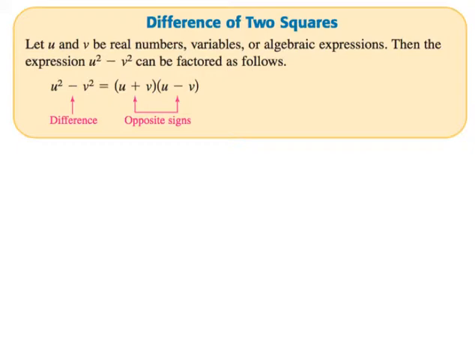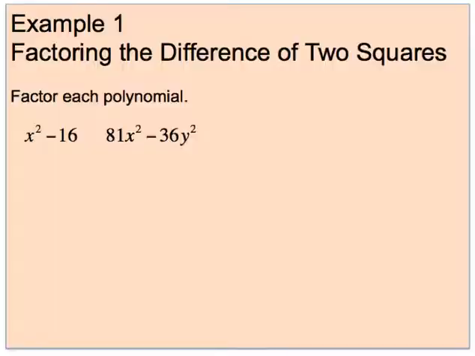So if we let u and v be either real numbers, variables, or algebraic expressions, then the expression u squared minus v squared can be factored given this formula. We have u plus v in the first binomial and u minus v in the second binomial. So let's take a look at using this formula.